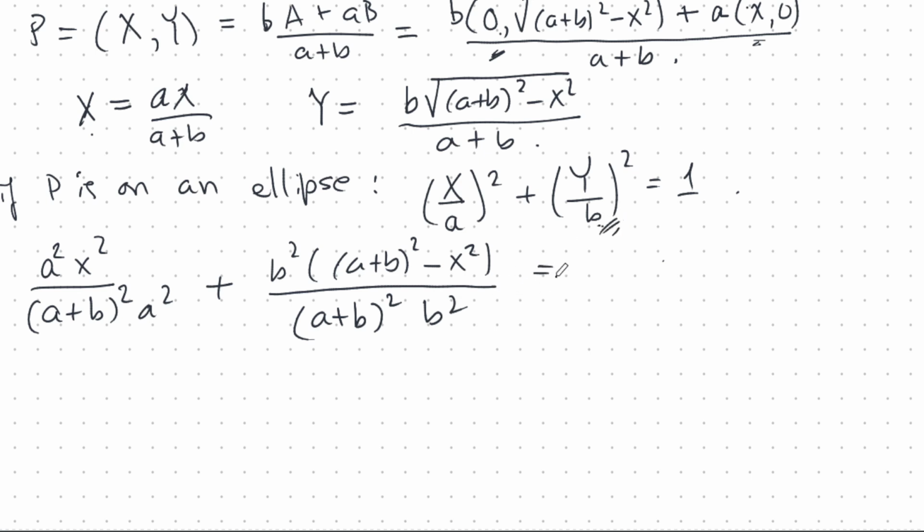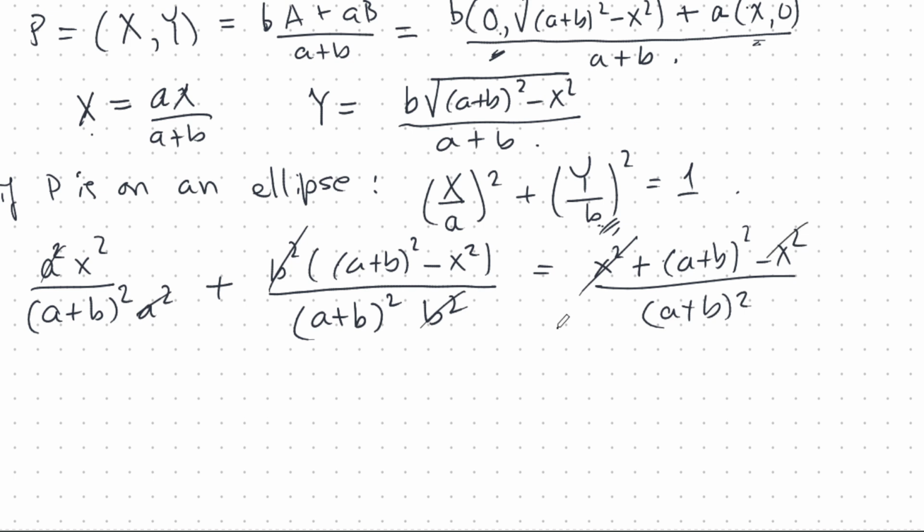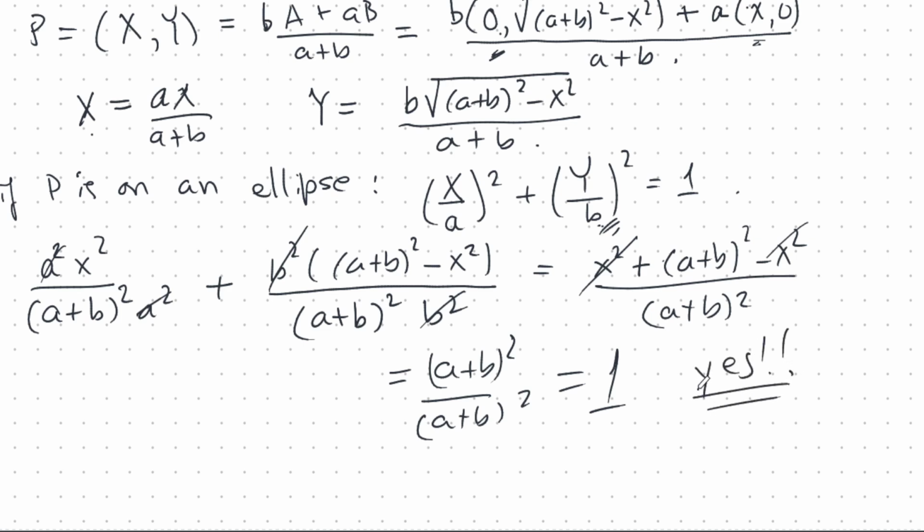Okay, and this equals what? Well, this stuff cancels out. Some of this cancels out. This and this cancels out, right? So I have x squared plus (A plus B) squared minus x squared over (A plus B) squared. Haha, look at this. This cancels with this. So I have (A plus B) all squared over (A plus B) all squared, and that's 1. Yes. Okay, so this really works.